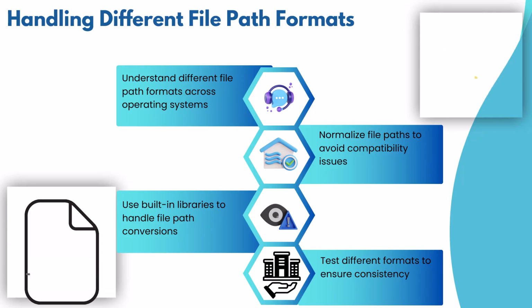All right, folks, file paths are the unsung heroes of computing. Different operating systems have their own quirky ways of handling them. Windows loves backslashes, Linux prefers forward slashes, and Mac OS is just vibing in between. To avoid compatibility nightmares, always normalize paths. Libraries like os.path in Python are your best friends. Test, test, and test again, because nothing is worse than a path mishap that sends your code to the void.